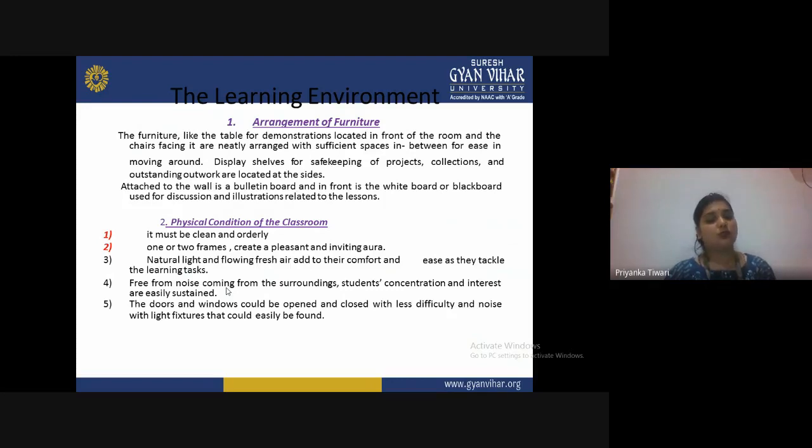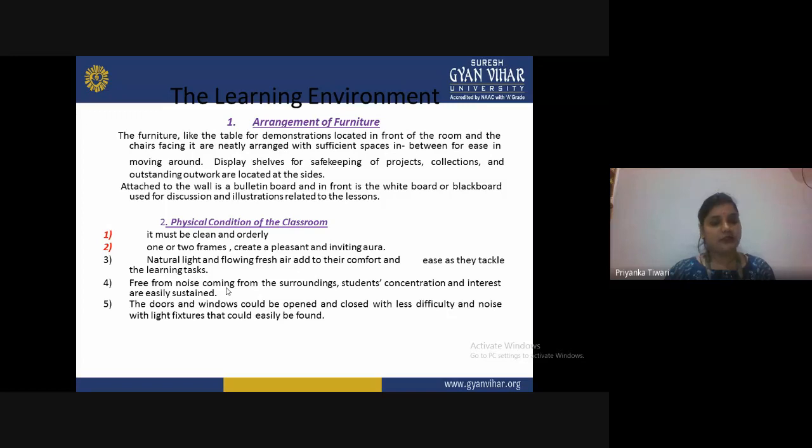One or two frames create a pleasant and inviting aura. Natural light and flowing fresh air add to their comfort and ease as they tackle the learning task, free from noise coming from the surroundings. Students' concentration and interest are easily sustained.